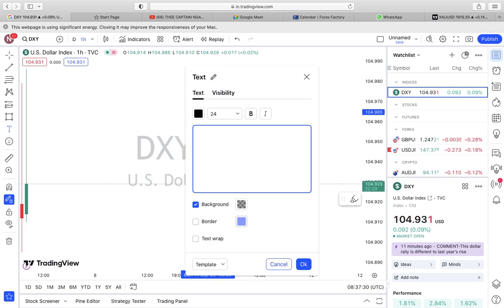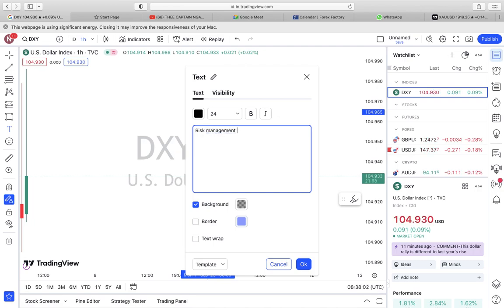Now, risk management is the most important thing in forex trading. Without good risk management, you can never make anything in the market. That is why risk management is very key in forex trading, and that is what you need to know. Let me write it. That is the risk management.